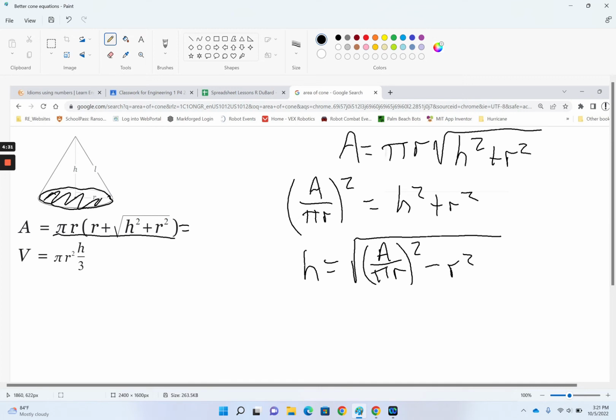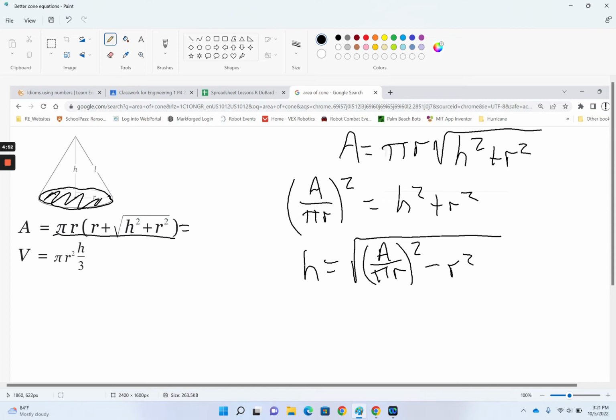So again, I'm going to pause. I did 2 algebraic steps in a row there, but I'll give you the opportunity to establish for yourself that this is in fact true. So this is the equation we want.